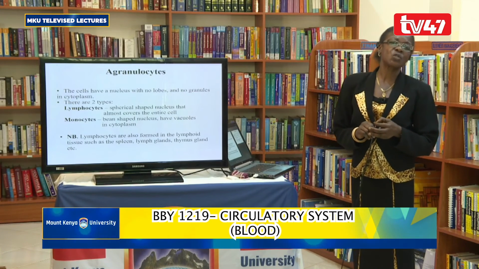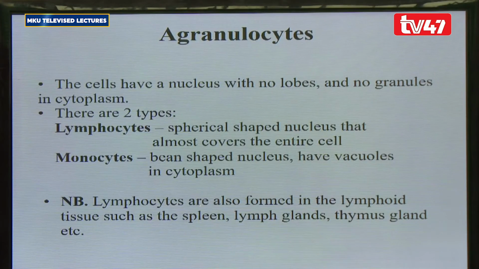To differentiate the two, the lymphocytes tend to be smaller in size. They have a spherical nucleus that is large in size and almost covers the entire cell. For the monocytes, they have a bean-shaped nucleus and they have vacuoles in the cytoplasm. Now something to note about the lymphocytes, they are formed in the red bone marrow like every other white blood cell, but they can also be formed in the lymphoid tissue, such as the spleen, the lymph nodes, and so on.